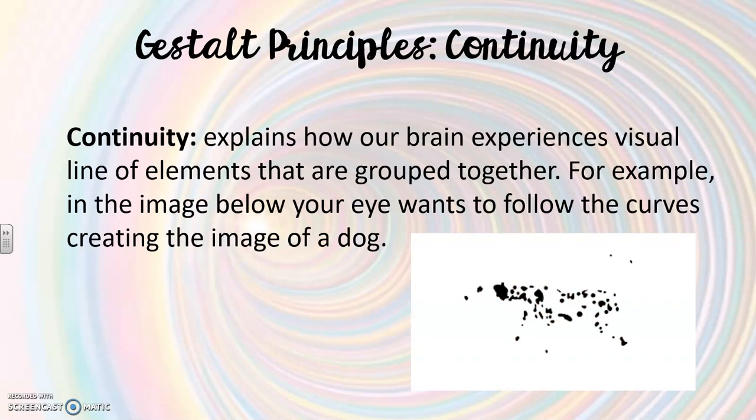Continuity explains how our brain experiences visual lines of elements that are grouped together. So for example, in the image below, your eye kind of wants to follow the curves and creates that image that it's a dog, or a Dalmatian specifically.